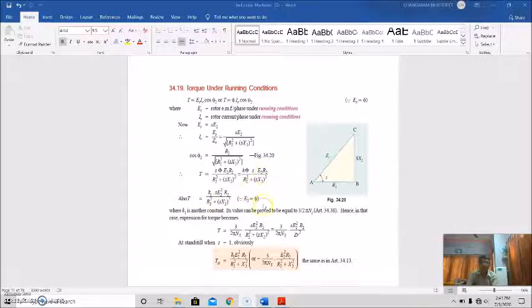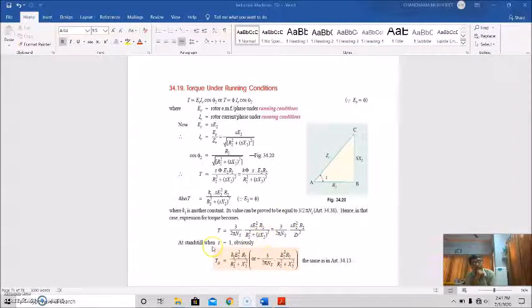Since E2 is proportional to phi, we can write it as E2 square. So actually torque is K1 E2 square R2 by R2 square plus S square X2 square. Here K1 is another constant, since the first one is K, and its value can be proved to be equal to 3 by 2 pi ns. Hence, the torque becomes 3 by 2 pi ns times E2 square R2 by R2 square plus S square X2 square.